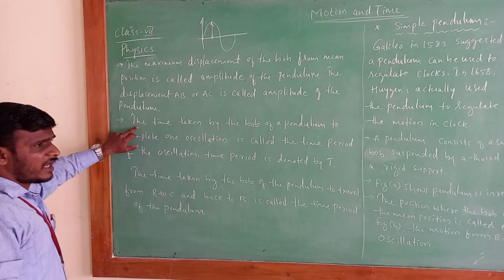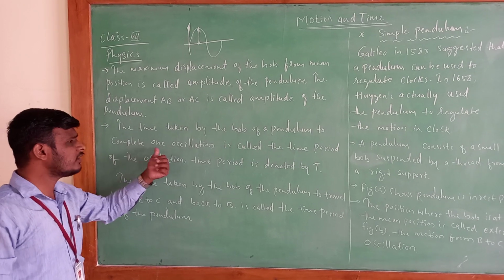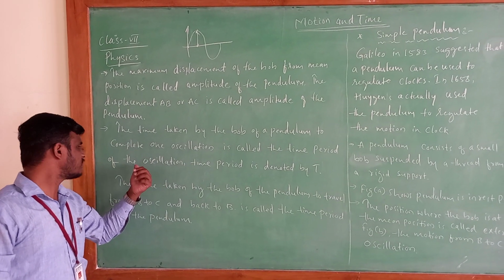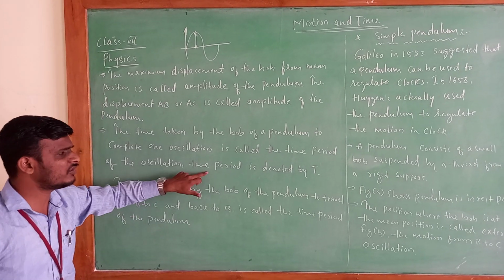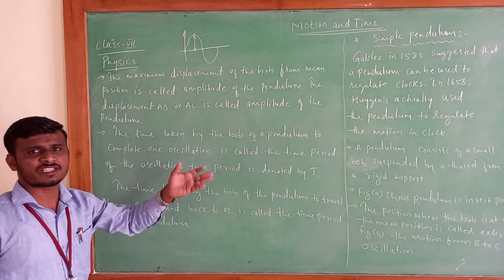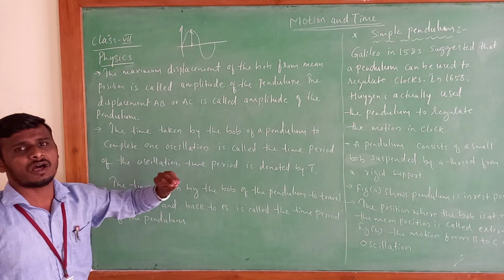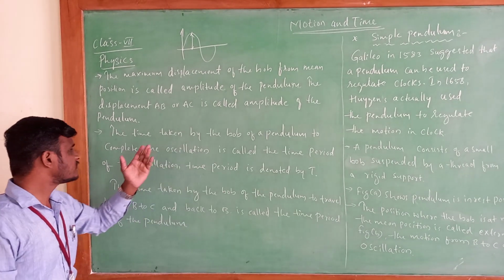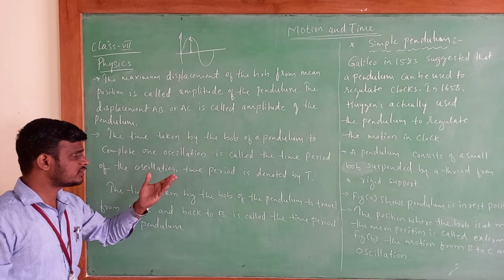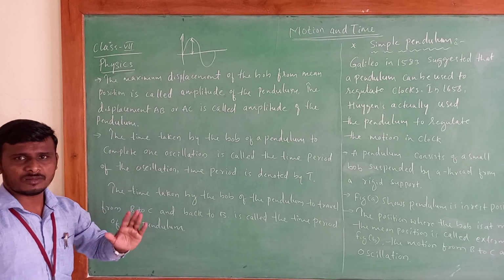Next thing, time. The time taken by the bob of a pendulum to complete one oscillation is called the time period of the pendulum. That is denoted by the capital letter T. In my last video I explained what the time period is. It is denoted by capital T, and time period is always measured in seconds, right? The time taken by an object or any motion to complete one oscillation we call the time period of that pendulum, right?